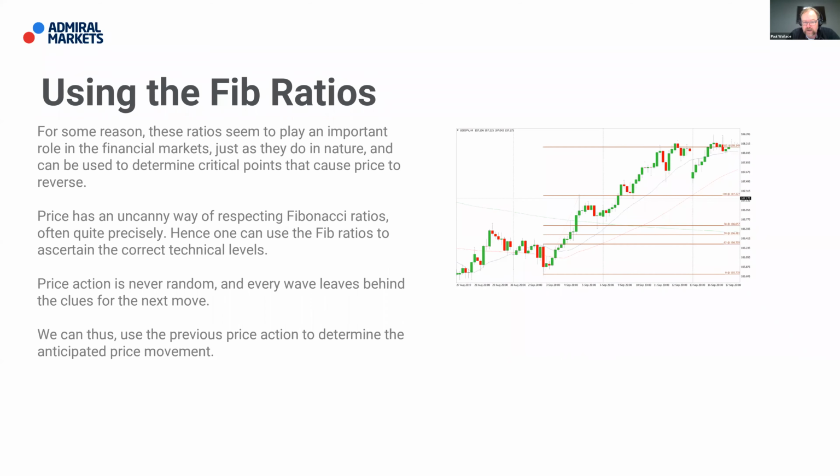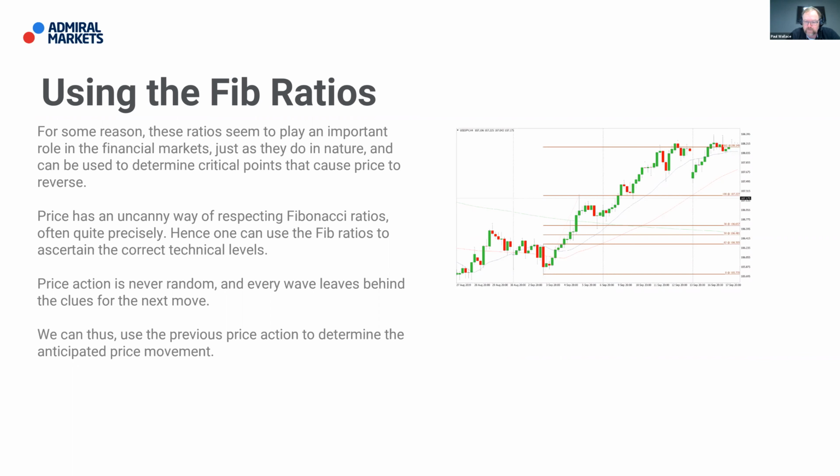Price has an uncanny way of respecting Fibonacci ratios, often quite precisely. Not always, but very often. Hence, one can use the Fib ratios to ascertain the correct technical levels from which we wish to trade. People will talk about how price action is random, whereas actually what we tend to see is that price action is never really random, because every wave leaves behind the clues for the next move.